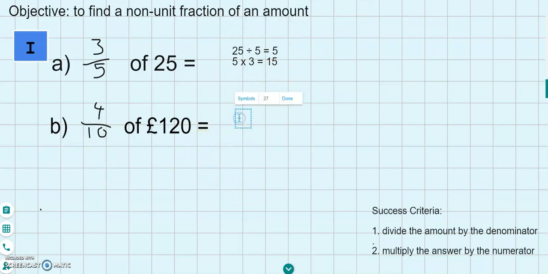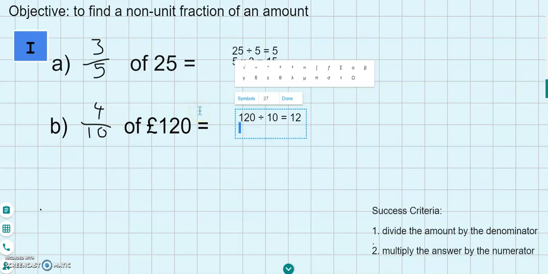Having a look at my next question then. I need to find 4/10 of 120 pounds. Note here that we've got a unit of measure, pounds, so we need to include that in our answer. Remember my first step is to divide the amount by the denominator to find 1/10. So 120 divided by 10, our denominator, equals 12. My second step is to multiply that answer by the numerator to find 4/10 of 120. So my answer is 12, and I multiply that by my numerator, which is 4. That gives me 12 times 4, 48. Remember to not forget the unit of measure, so that's 48 pounds.